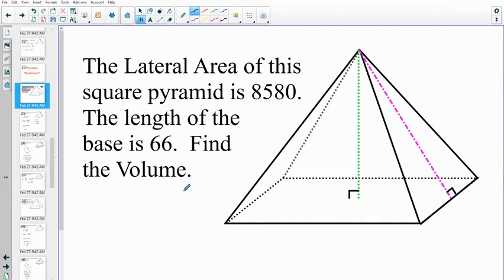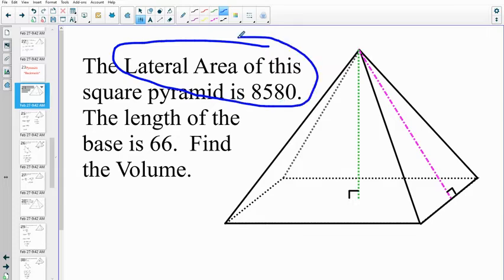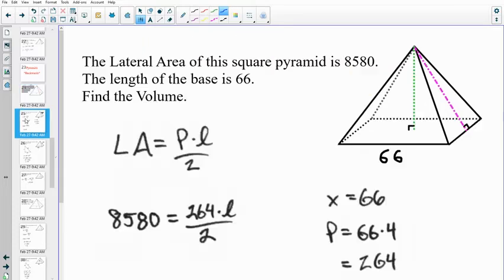Now, just like it was yesterday, all of these shapes are going to have square bases. So the way we do this is going to work pretty much the same equations, except we're starting from a different place. The length of the base is 66, and find the volume. So my strategy here is use what you're given in the beginning. The lateral area is 8,580. That tells me which formula I should start with.